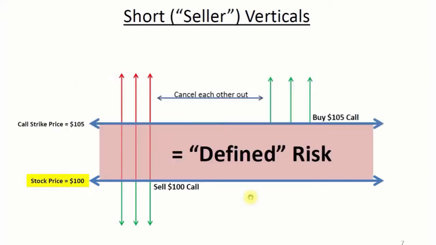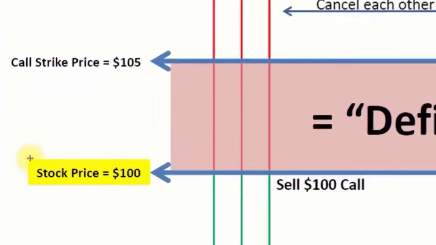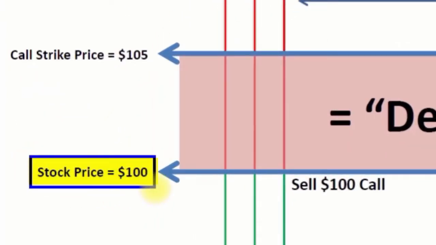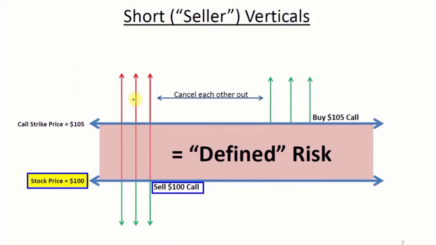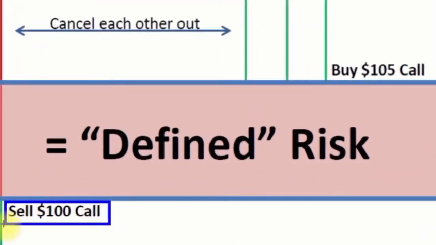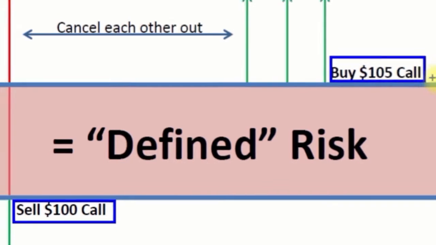So how can we fix this? We can do something called a vertical. The stock price is $100. We're selling this $100 call. Normally, anything above $100 is where we start losing money. But we're going to do something a little different here. Remember the definition of a vertical, right? It was buying and selling a call, which sounds kind of weird. So we start with the same example. We're selling a $100 call, but now we're also going to buy the 105 call.